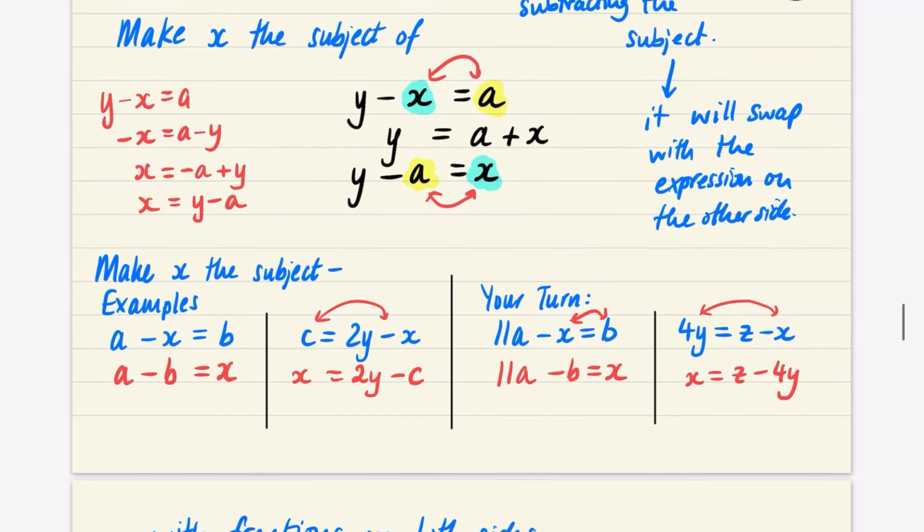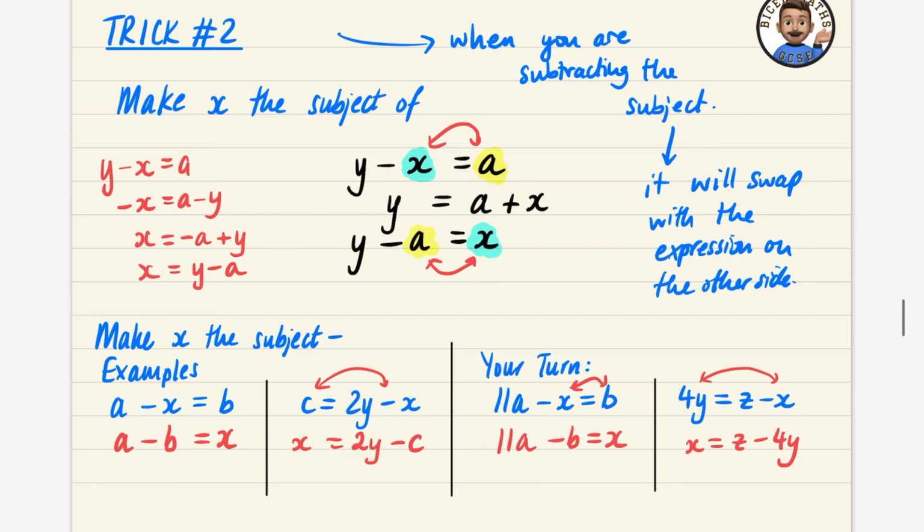So next video, we're going to be looking at there being fractions on both sides.